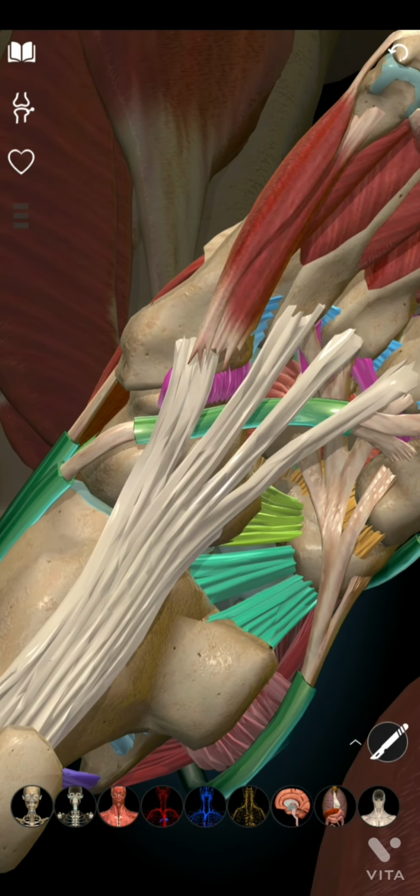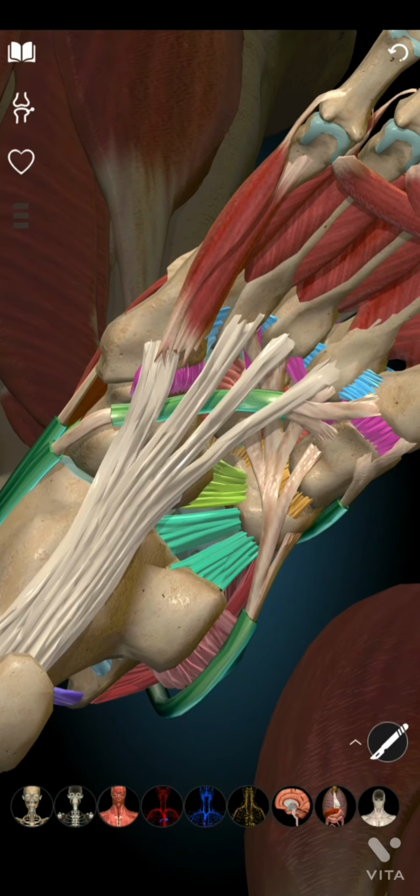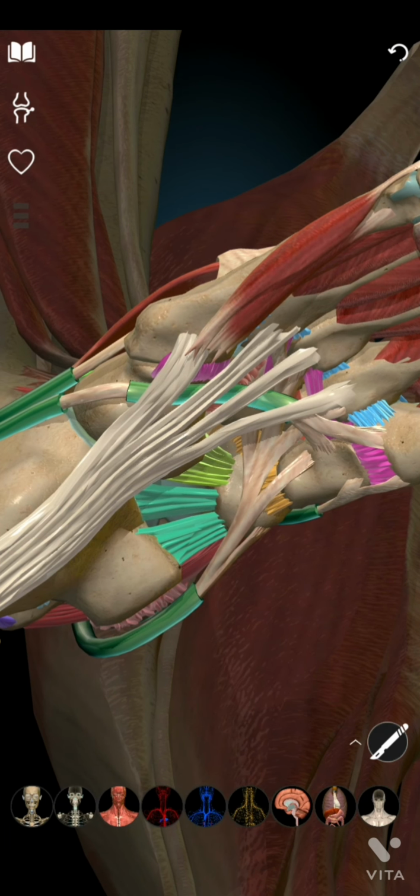Okay, we have some ligaments of the foot and leg. So we are going to cover that if you want to. Please mention in the comment if you want to cover those ligaments and bones somewhat clearly in depth.